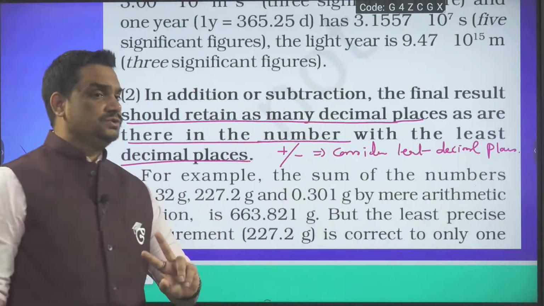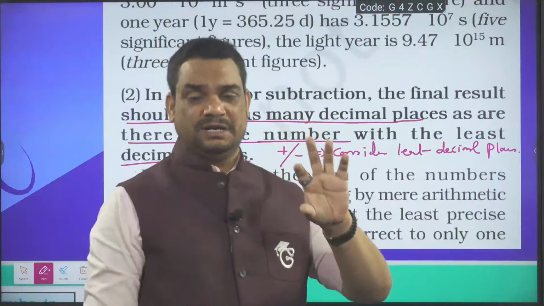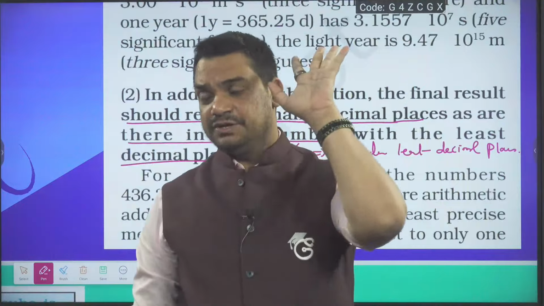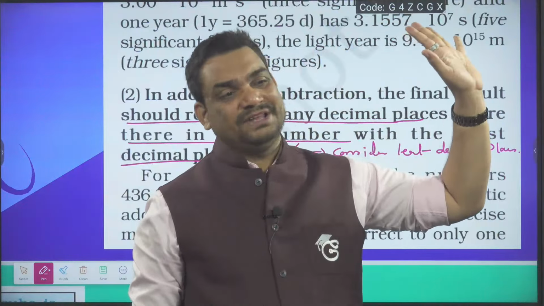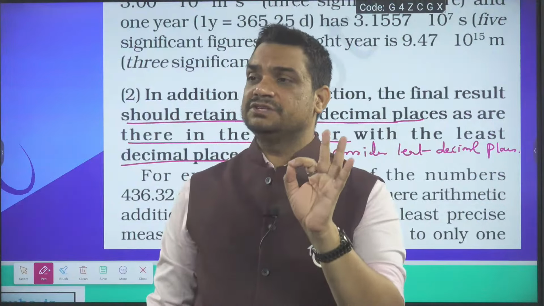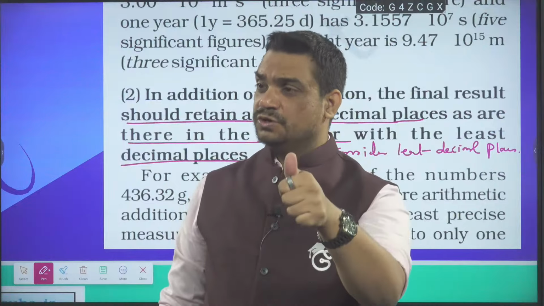Suppose you are adding two numbers, and one number has 3 decimal places, the other has 2 decimal places. Your answer should be up to 2 decimal places. If one number has 5 decimal places and one number has 1 decimal place, your answer should be up to 1 decimal place. You have to consider the least number of decimal places.